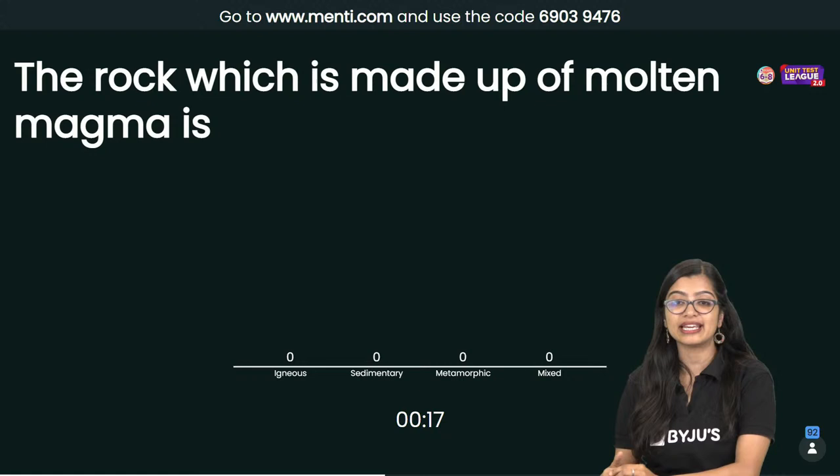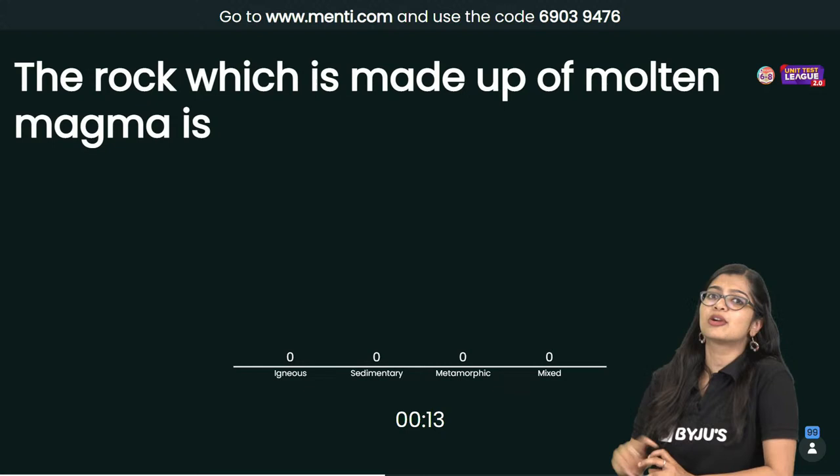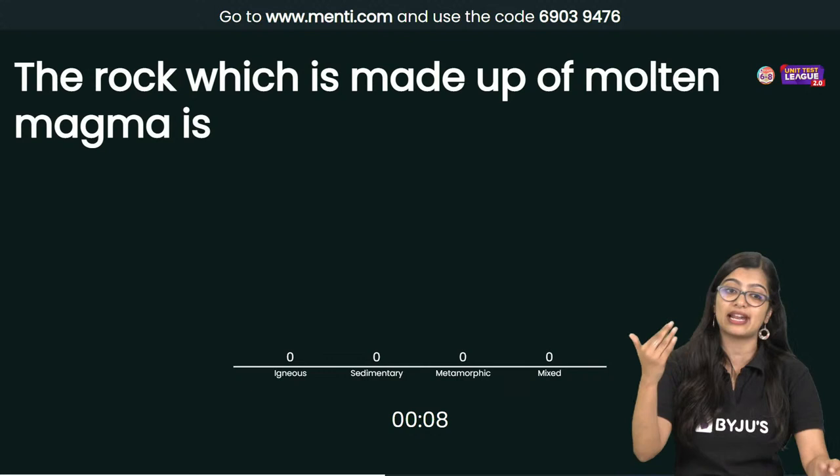Some of you are asking me, ma'am, why is it called unit test leak? Because this is not something that will get over in 1 week. This will go on for 2 weeks where we will accumulate your ranks over the period of time, right?